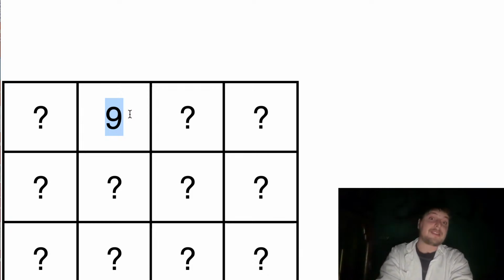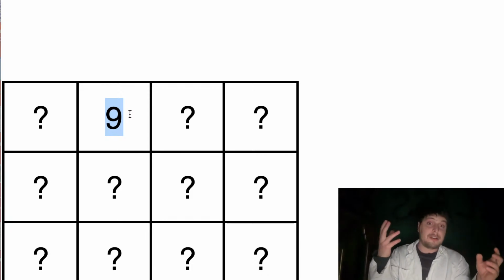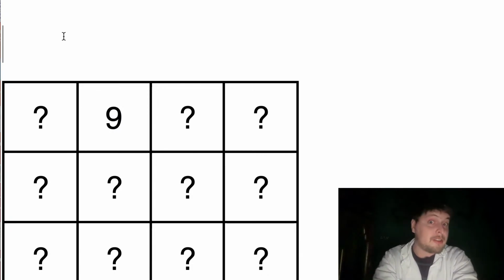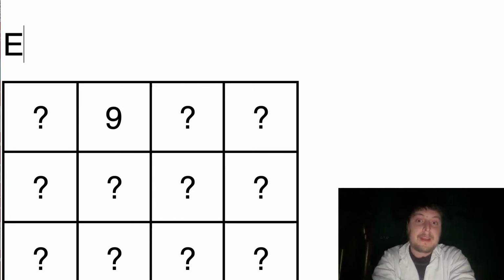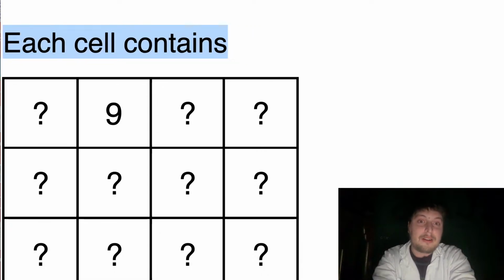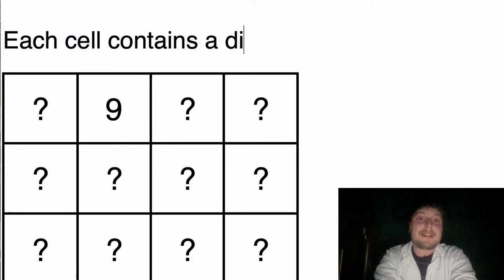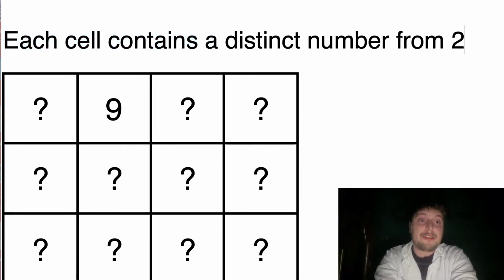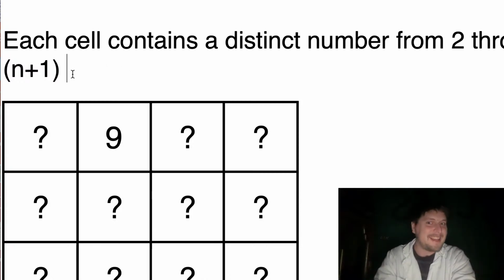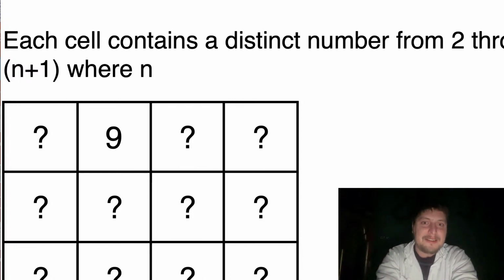And that's because, similarly, if you were next to 1 less than you, you'd be breaking the rule for that number. So all the rules we need to write to imply all that are: each cell contains a distinct number from 2 through, and then if you were actually writing one of these puzzles, like to print it for someone, you would write the number for the particular grid right here, but I'm writing the general case, which is n plus 1, where n is the number of cells in the grid.